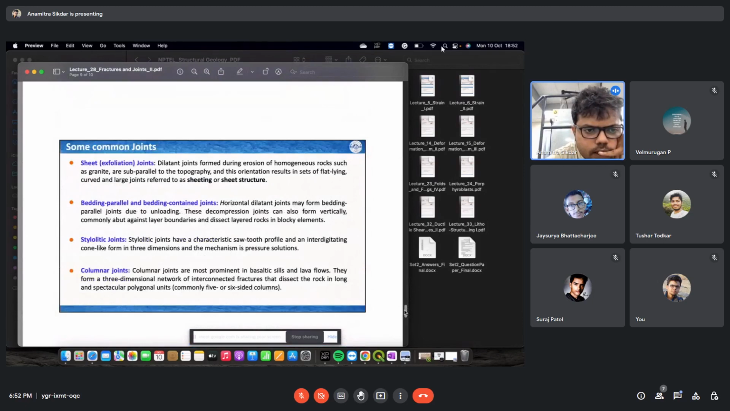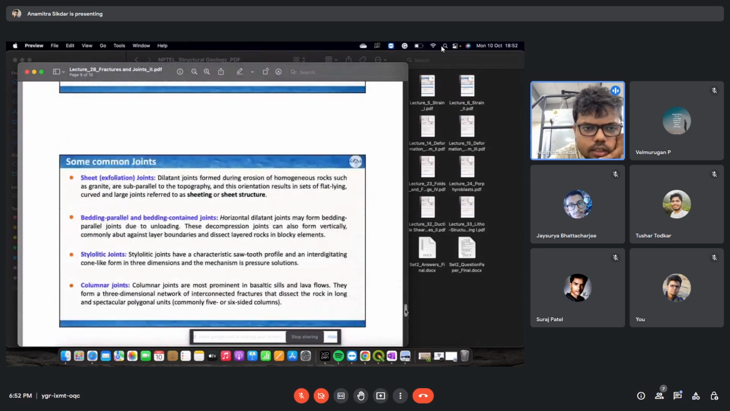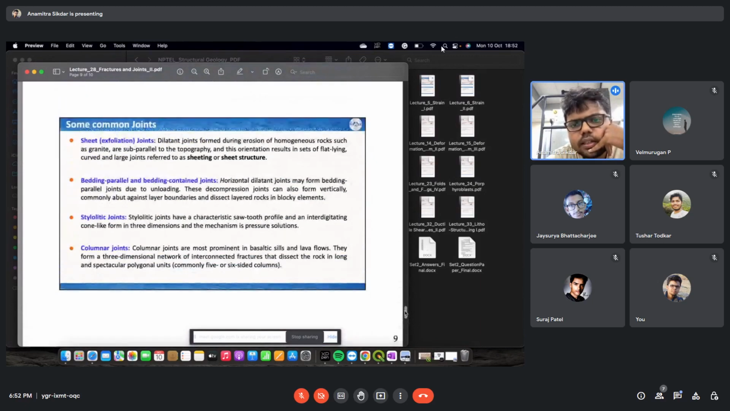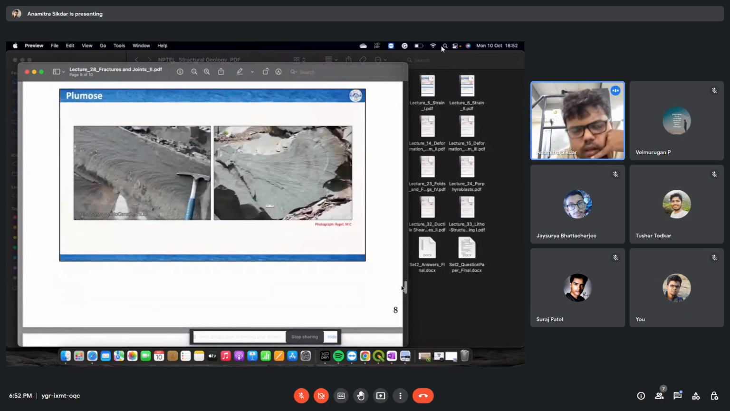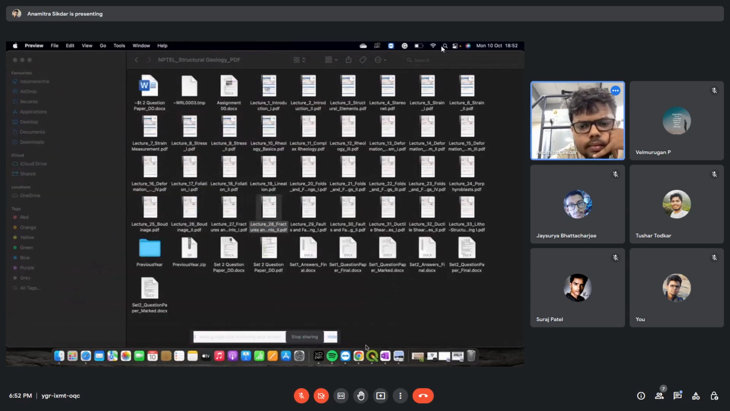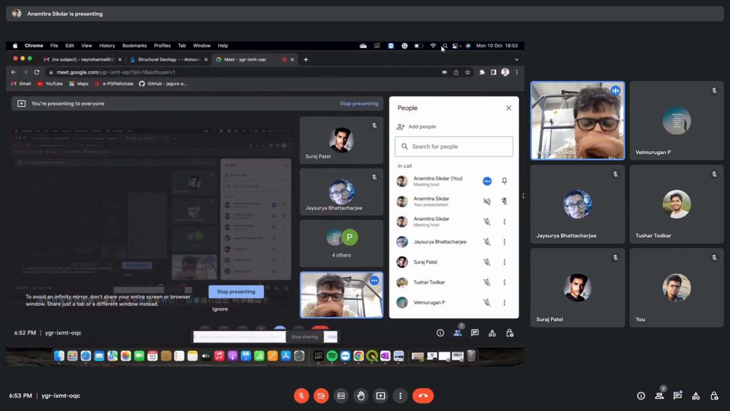Okay, so there are some terminologies here: columnar joints, cellular joints. These are definitions, written in a detailed manner, so I don't think I need to explain all these things. So, questions from this part? Any question from this part? Helmurugan, Joy, Suraj, any question?